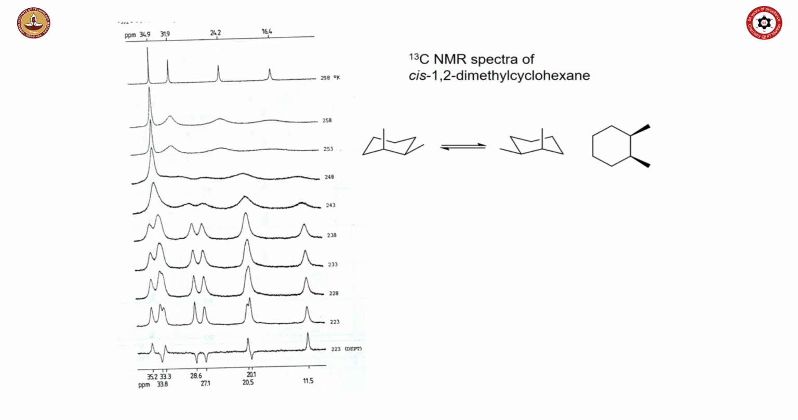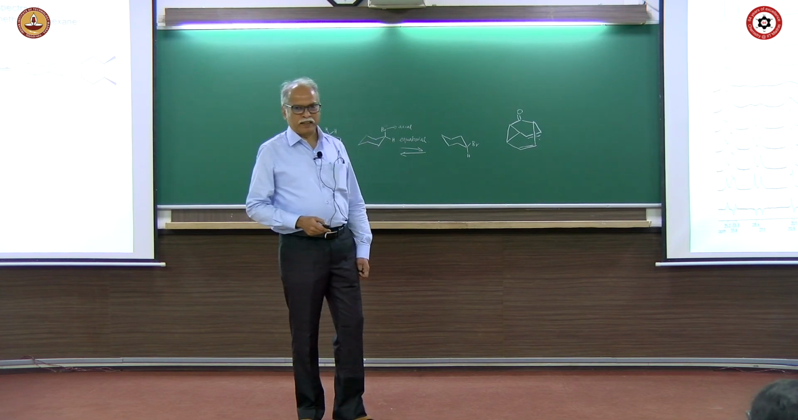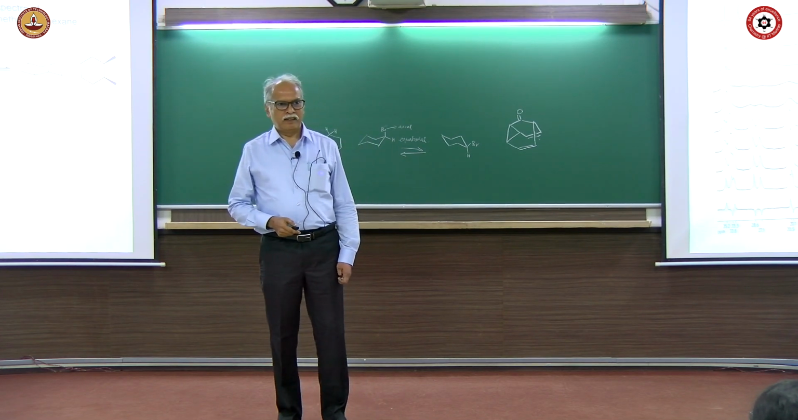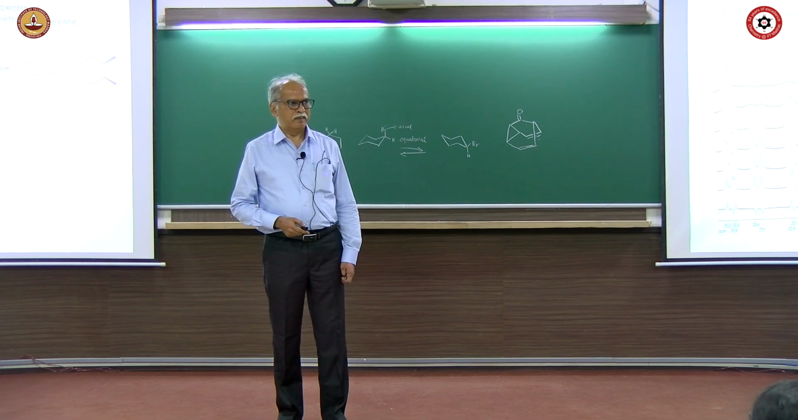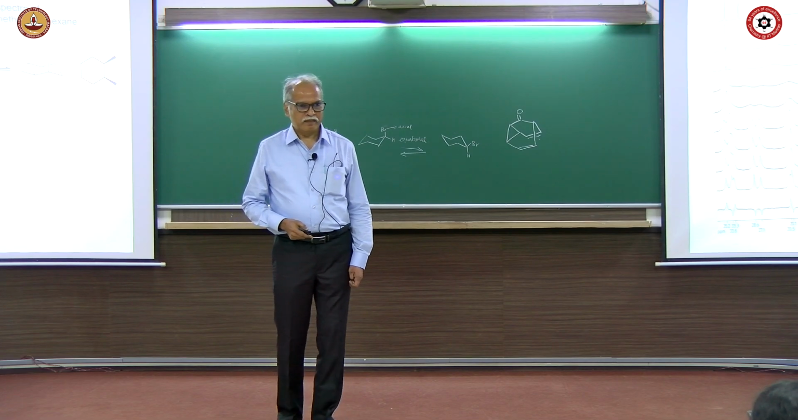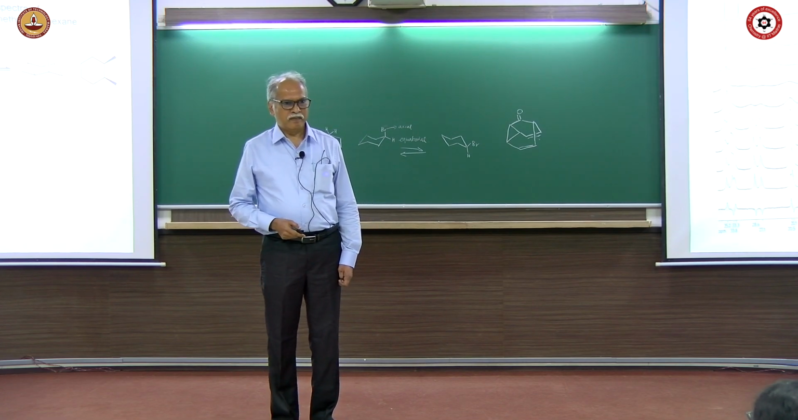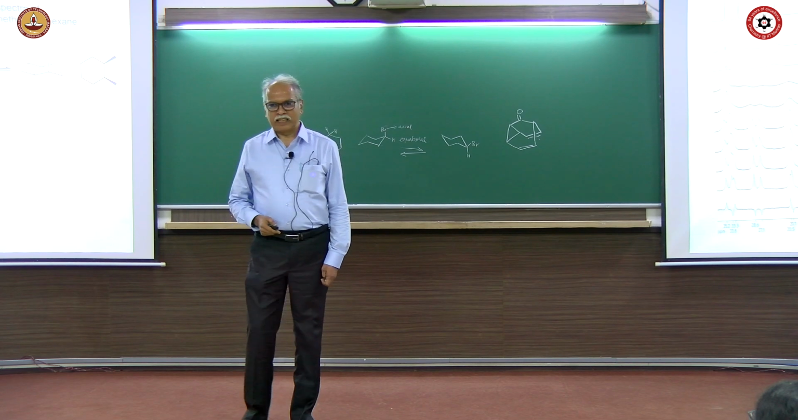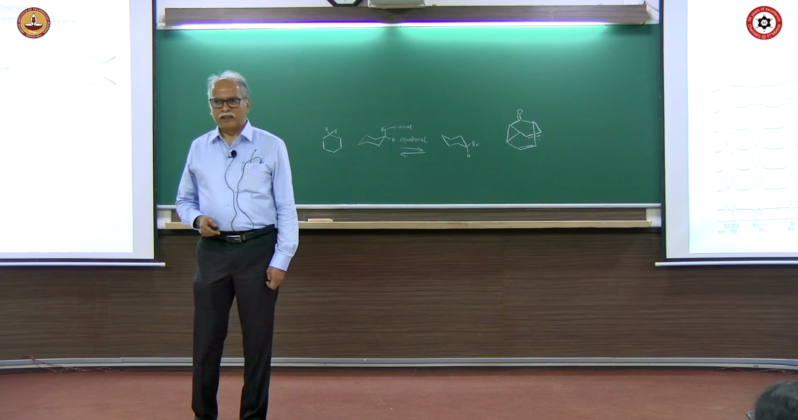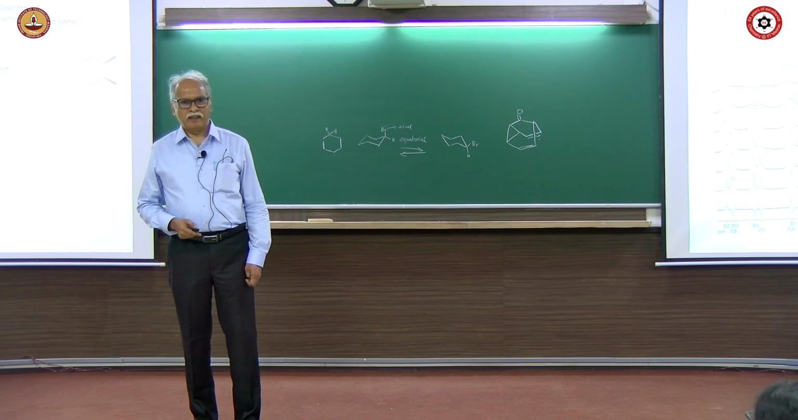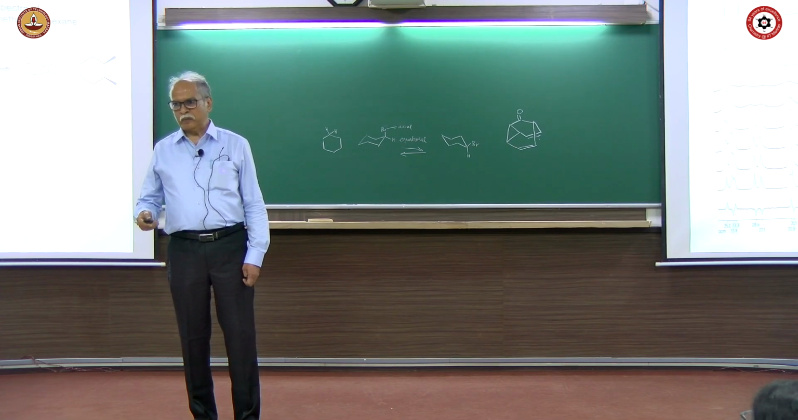Here is another example of a dynamic process. This molecule is interesting because it is a chiral molecule. When I say chiral, what do I imply? Four different groups. That is a chiral carbon. Non-superimposable mirror images. That is the correct answer.